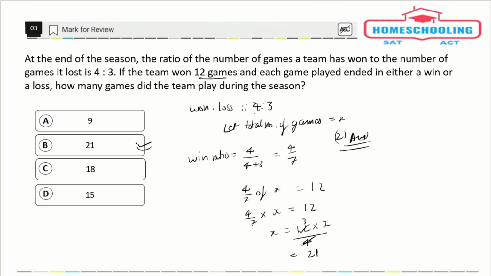There's one more way to solve this type of question. This is called the proportional method. We are going to read this method in the next video, but I'll give you a glimpse here. Let's say win by loss.